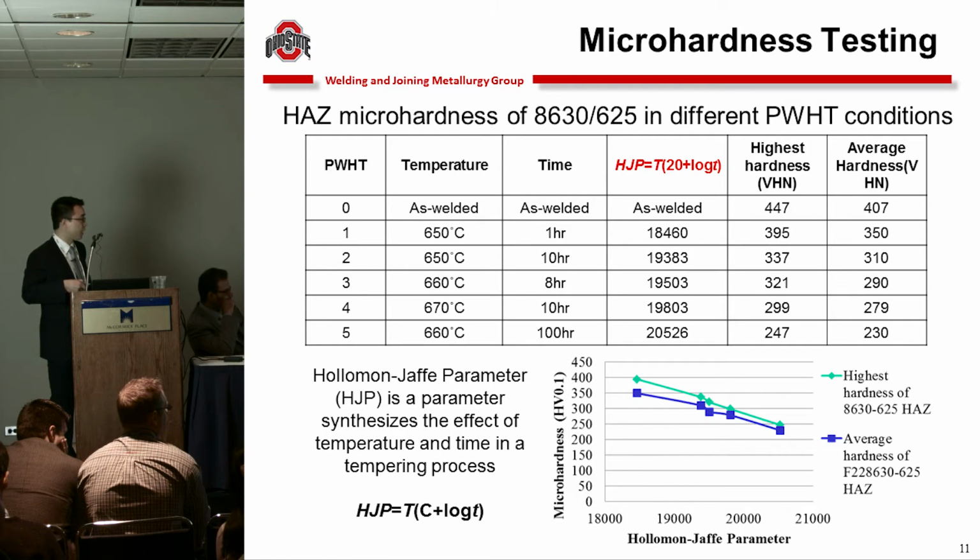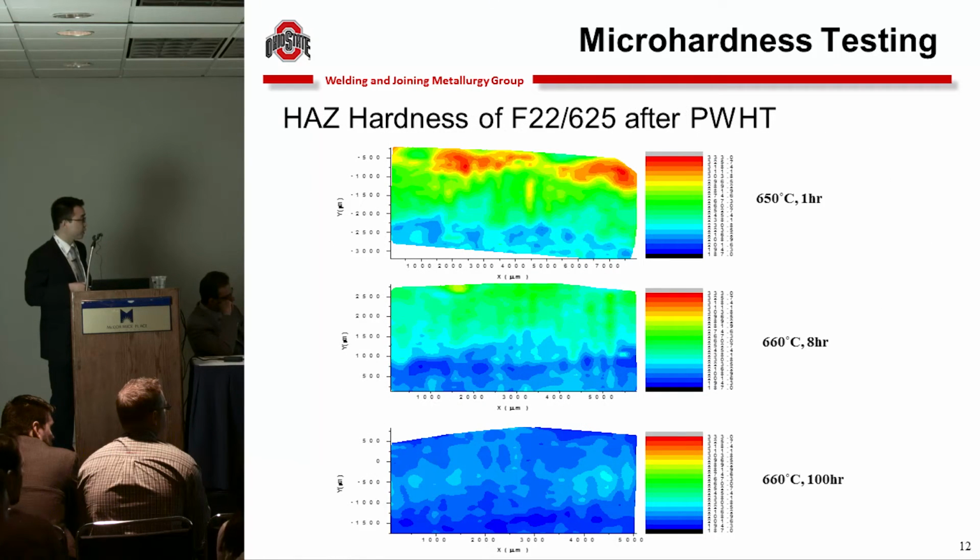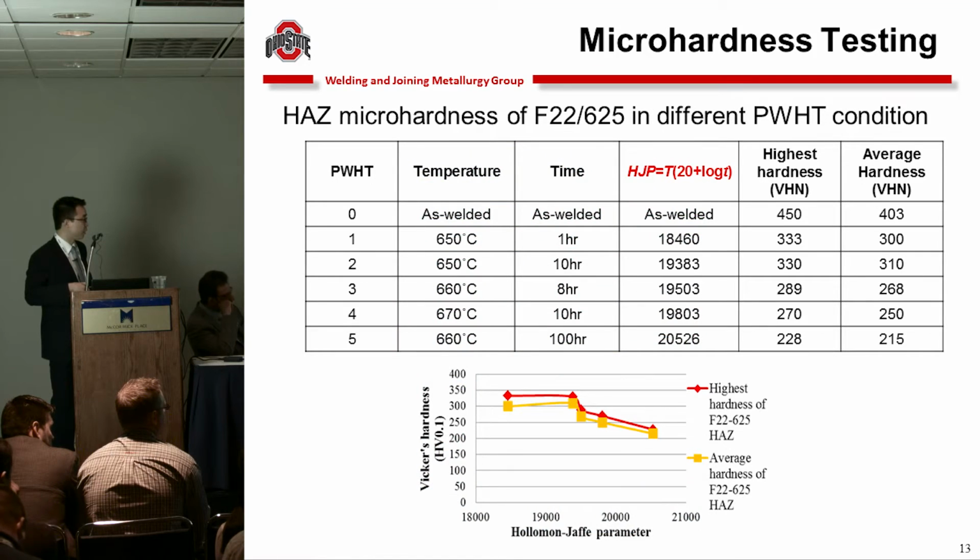We also recorded the highest and average hardness in this tempered heat-affected zone. Plotting the hardness with regard to the Hollomon-Jaffe parameter, we can see a linear decrease. Very good result. For the F22-625 samples, we did similar post-weld heat treatments, recorded the hardness, and plotted it with regard to the Hollomon-Jaffe parameter. The hardness also decreases, but there is still a secondary hardening effect for the F22, because F22 has higher carbide formers like chromium and molybdenum, as I said before.